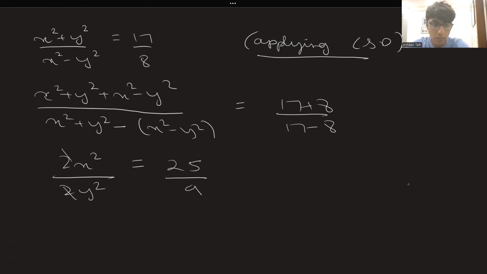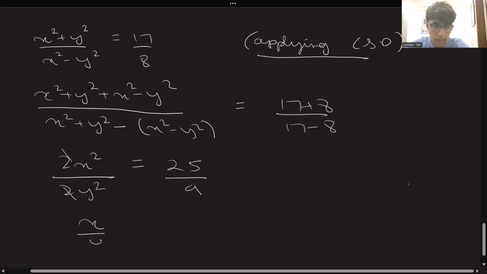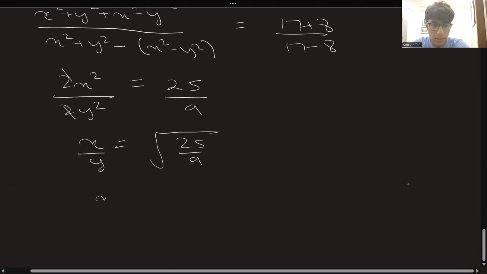If you take a square root of both the sides, you get x by y. So under root of 25 by 9. And your x by y equals to 5 over 3. And you can express it in this form as well. X by y.